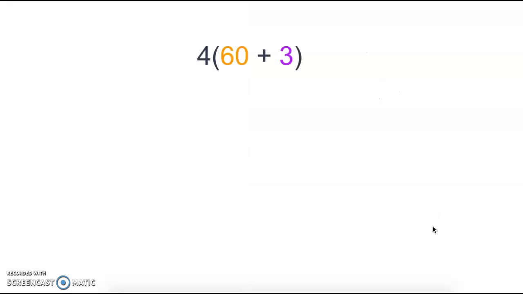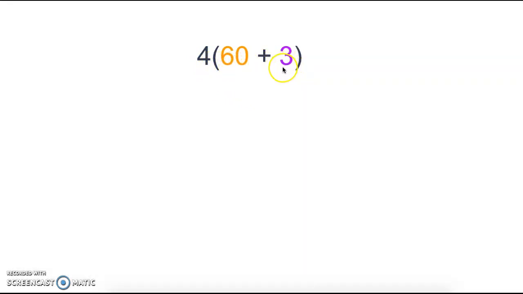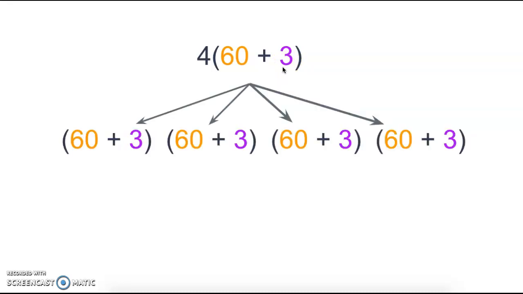Okay, so to show you a few more examples, when we have something written like this, this means 4 times the quantity 60 plus 3, and we know 60 plus 3 is 63. So this is like a way to do 4 times 63. One way that we can think about it is that this is 4 different groups of 60 plus 3. If we add up all of the 60s, we get 240, and when we add up all of the 3s, we get 12, and that gets us 252. Okay, so 4 times 63 is 252.